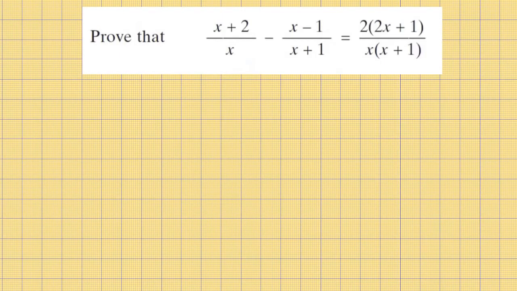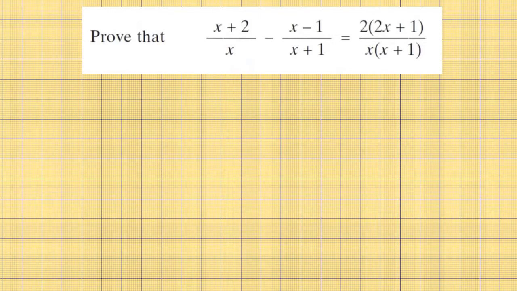Another question, prove that x plus 2 over x minus 1 over x plus 1 equals 2 times 2x plus 1 divided by x times x plus 1. In this question, we will take the left-hand side, bring it together, and hopefully it will equal the right-hand side.